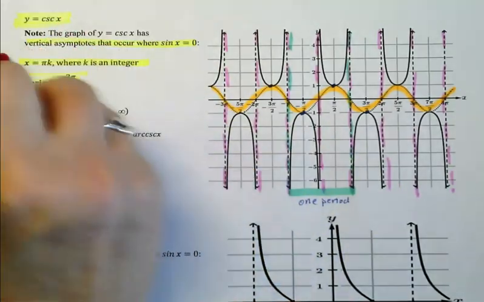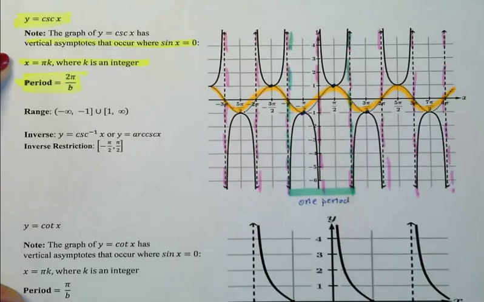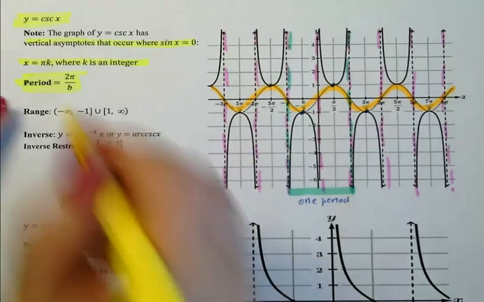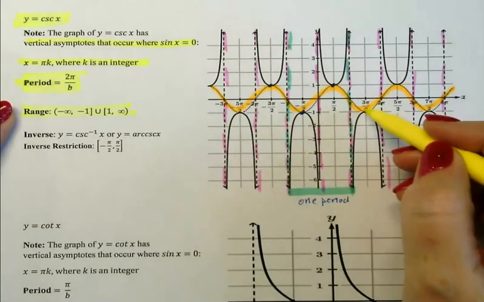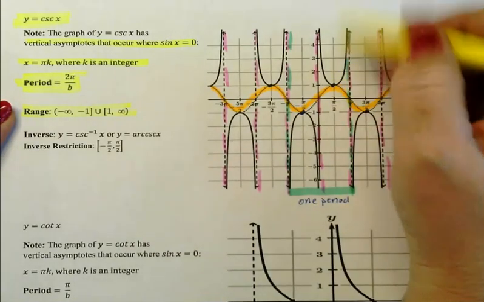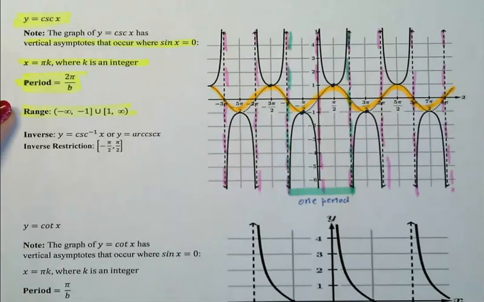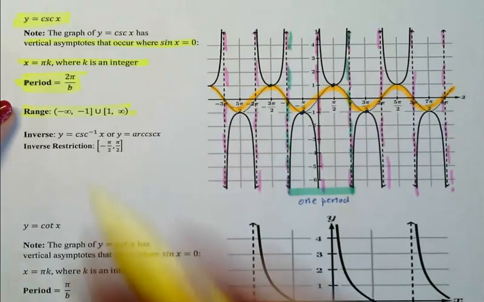The period for cosecant is 2 pi also. So if you have a b value, you can take 2 pi divided by b to find the new period. The range is bouncing from negative infinity to -1 down here and then up from 1 to infinity this way, because remember you read it bottom to top.